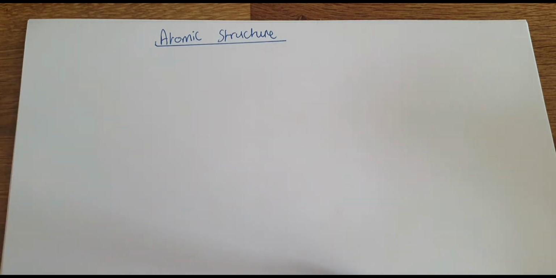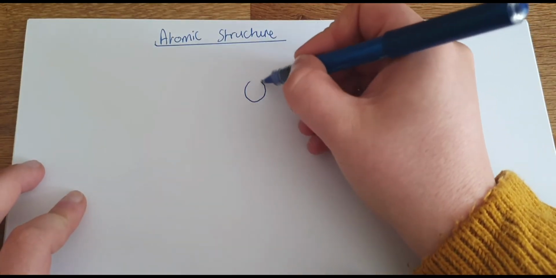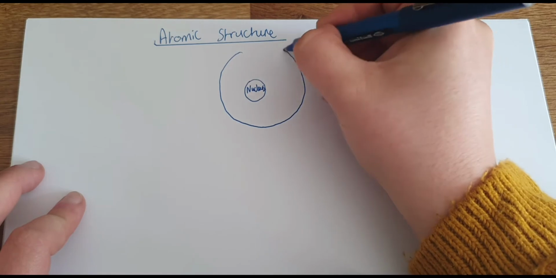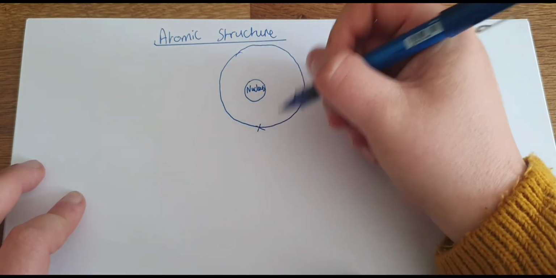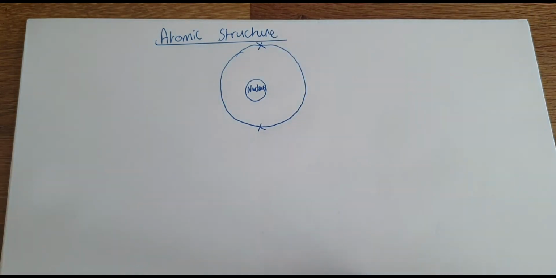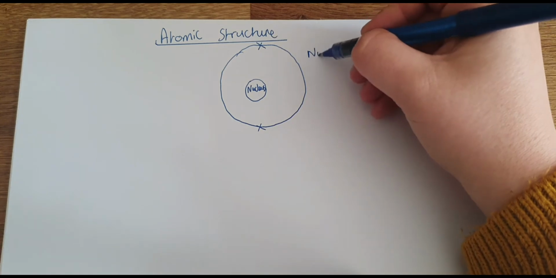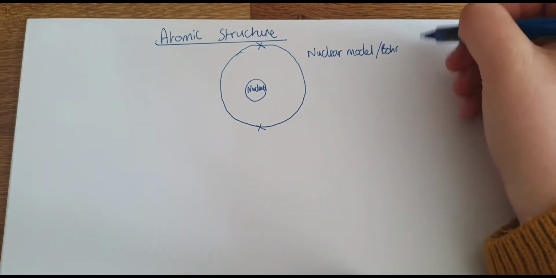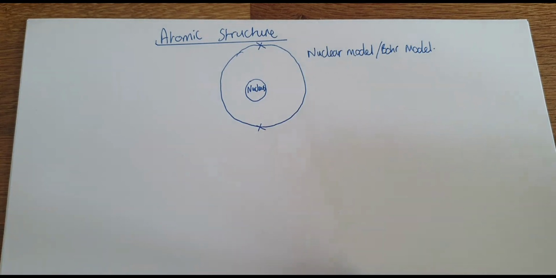So first of all, a reminder what our current model of the atom looks like. So we've got the nucleus, and along the outside we have the electrons. This is called the nuclear model, or the Bohr model. Because there were previous models of the atom which we will look at in another video when we talk about Rutherford's scattering experiment. But for now, this is the most up-to-date model that we have, the one that seems to fit with the evidence.